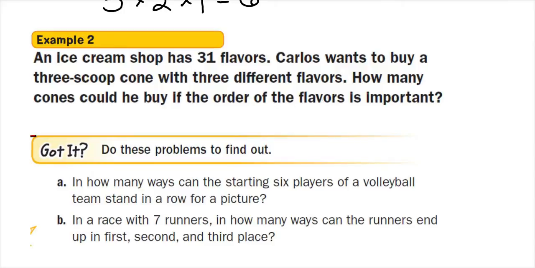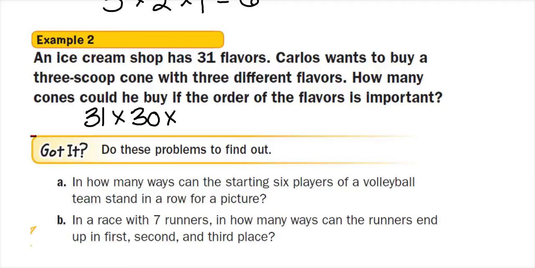All right, so let's take a look. So the first time he walks into the store, he's in front of the whole huge buffet full of ice cream. How many buckets can he pick from? Well, there's 31. Okay, now he can't use that one again. So how many does he have to pick from now? That would be 30.